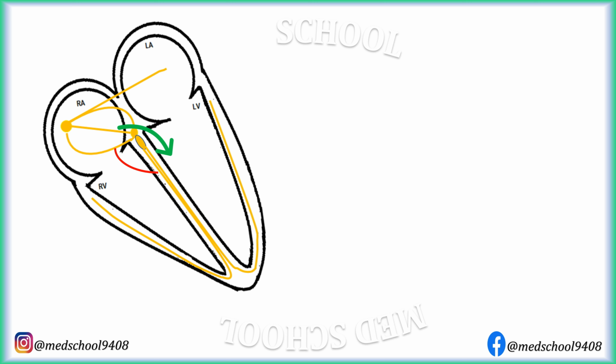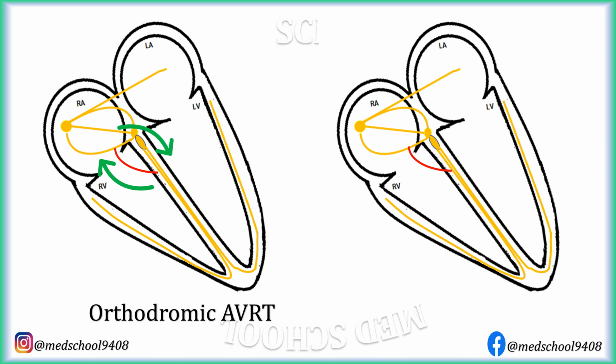When antegrade conduction occurs through the normal conduction pathway and retrograde conduction occurs through the accessory pathway, it is called orthodromic AVRT. When antegrade conduction occurs through the accessory pathway and retrograde conduction occurs through the normal conduction pathway, it is called antidromic AVRT.